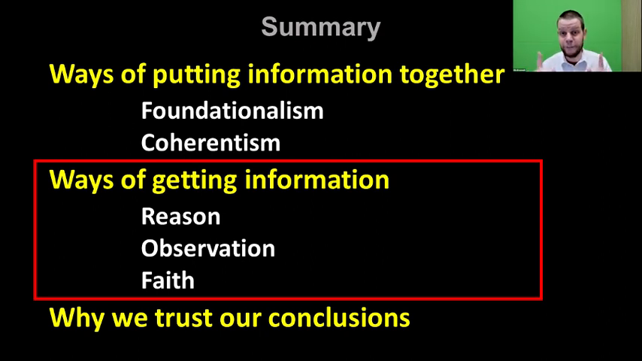So, in summary then, we have, I suggest, three ways of obtaining information: reason, observation, revelation. Now, we saw in the previous lecture, once we get this information, how to put it together. In the next lecture, we're going to look at whether or not the conclusions we put together should seem in any way, shape or form reliable.